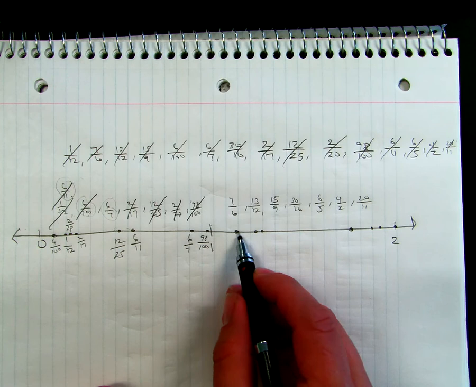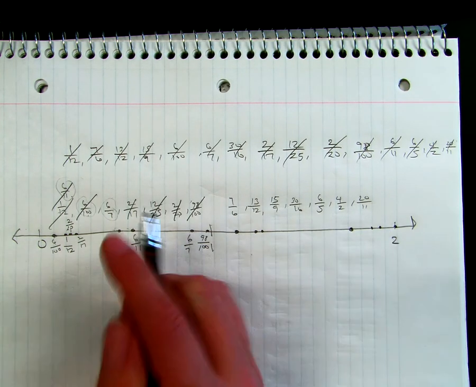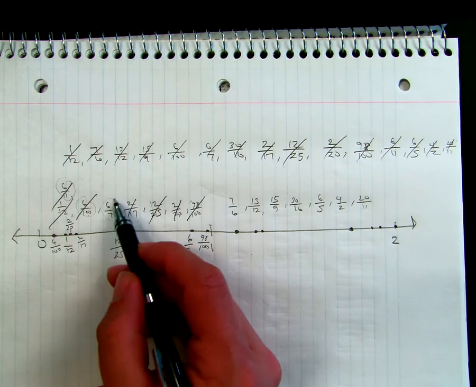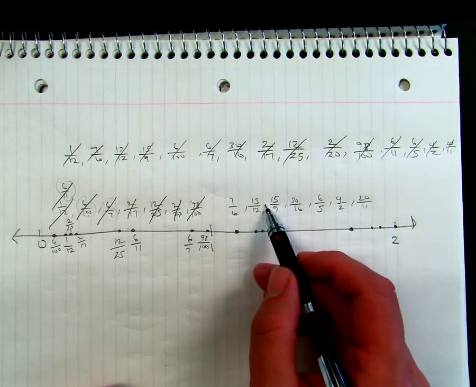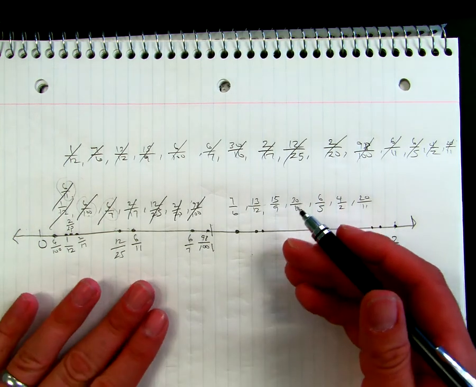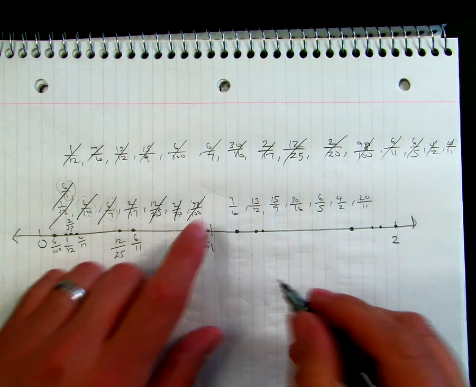What's next? What's the smallest number in this group? 6 out of 7? 6 out of 7 is over here. 7 out of 6? Did anybody change these to mixed numbers? Probably faster that way, right? So let's change these to mixed numbers.